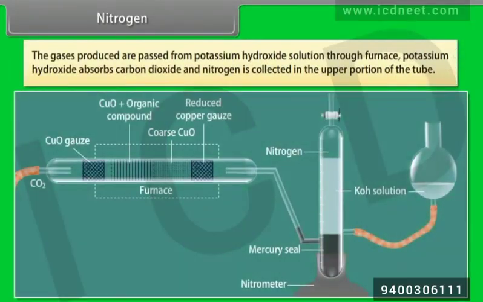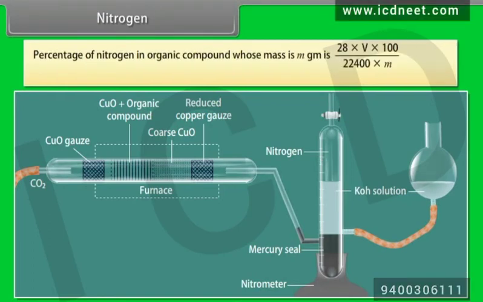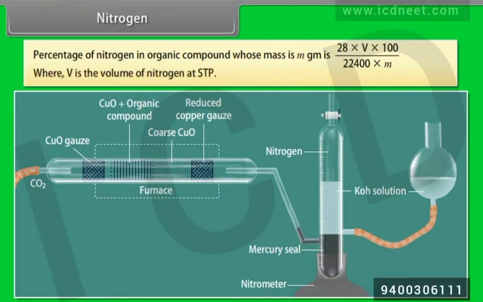The gases produced are passed through potassium hydroxide solution in the furnace. Potassium hydroxide absorbs carbon dioxide and nitrogen is collected in the upper portion of the tube. Percentage of nitrogen in an organic compound whose mass is m gm is 28 × V × 100 / 22,400 × m, where V is the volume of nitrogen at STP.